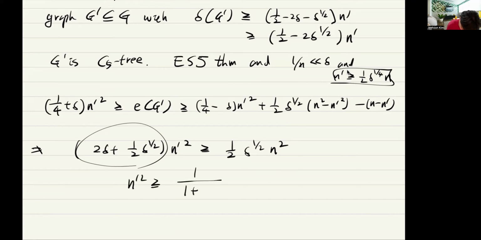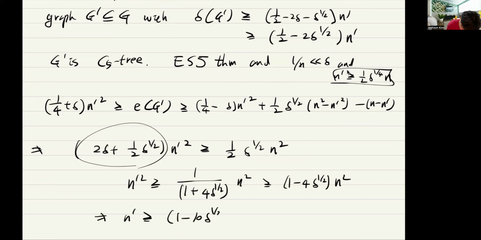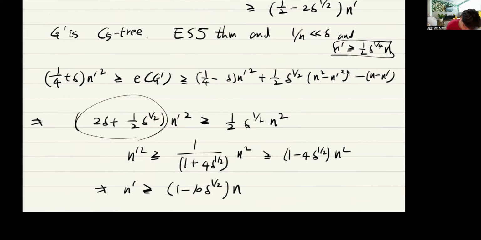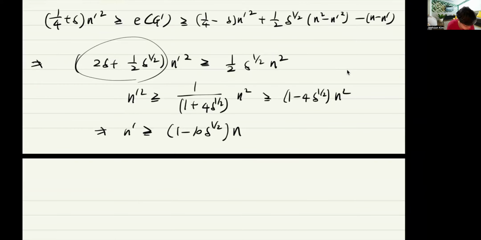1 over 1 plus 4 square root. This is 1 minus 4 square root of delta n square. The n prime is at least 1 minus, say, 10 square root of delta n. So G prime has almost the same size as G.